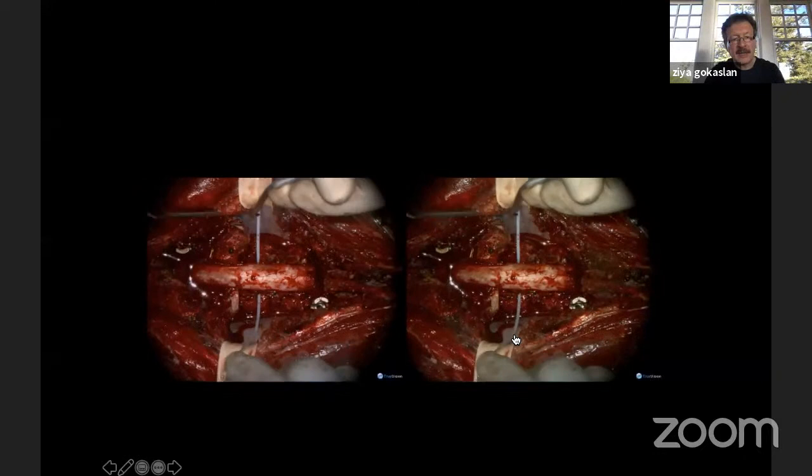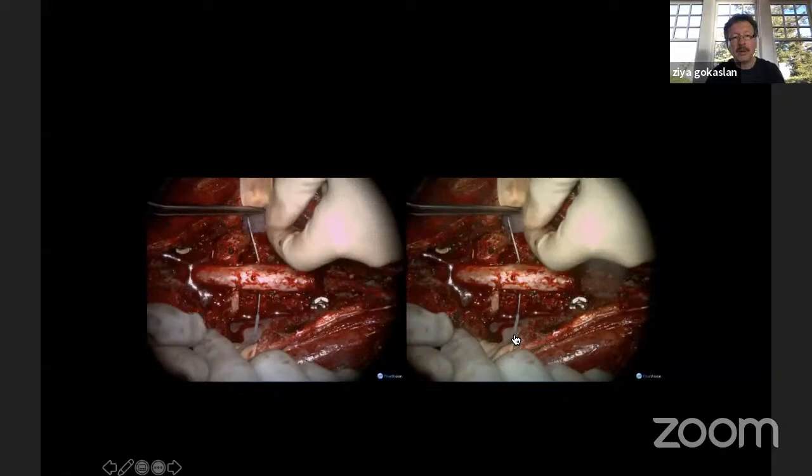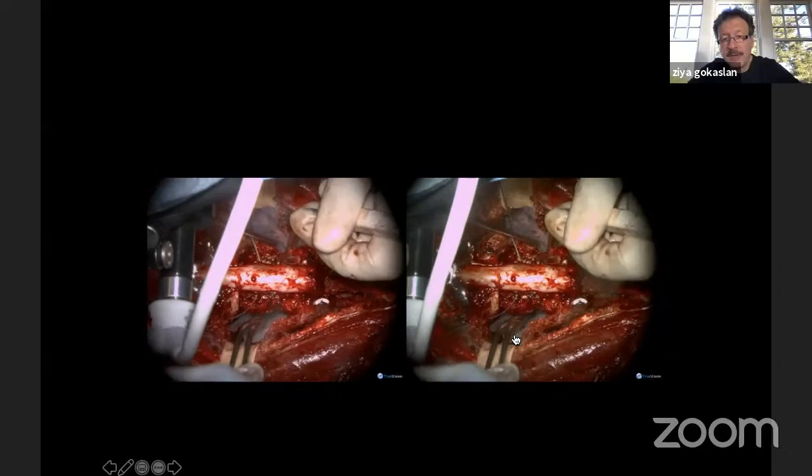These are the special passers that allow you to pass the wire underneath the thecal sac using this plastic tubular guide. This then will be wrapped around the spinal column and will be pulled from the other side, so that you can encircle the spine, so to speak. And then we will use that special pulley system, as I've shown earlier, to be able to cut the spine.